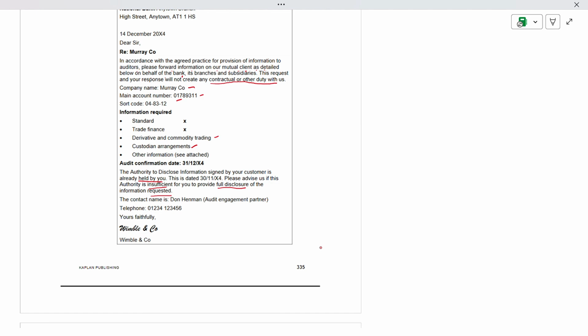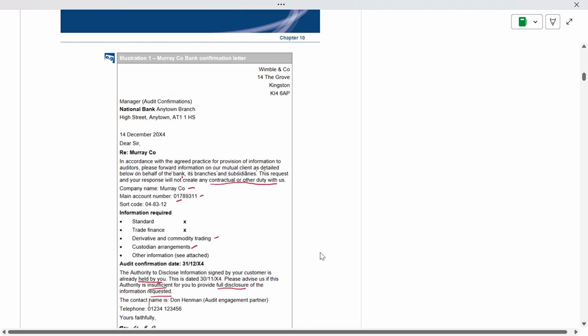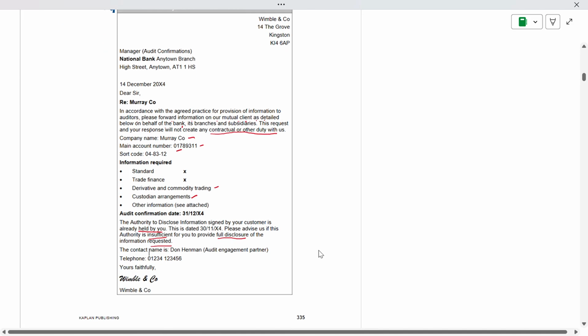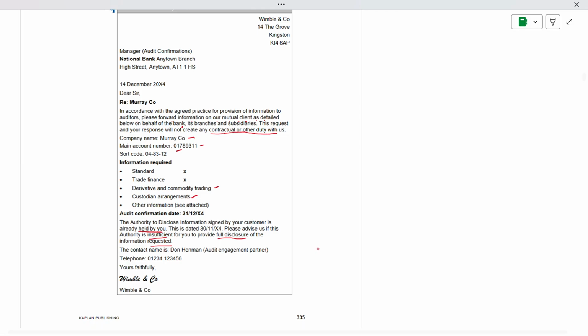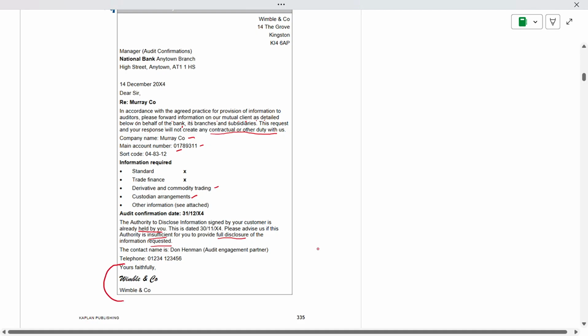Here, what's happening? Who is giving? Is that the Murray company bank confirmation? Okay, we are talking about whom? We are talking about who is asking the auditor.